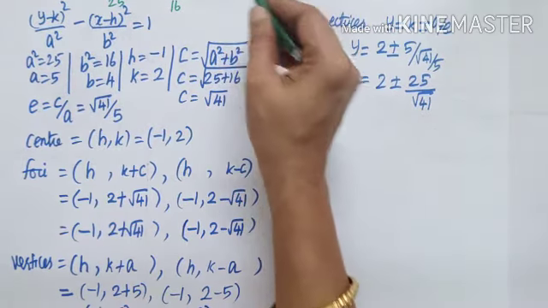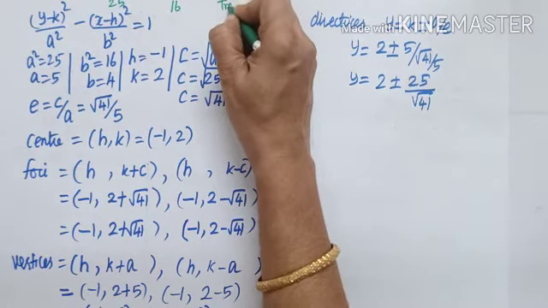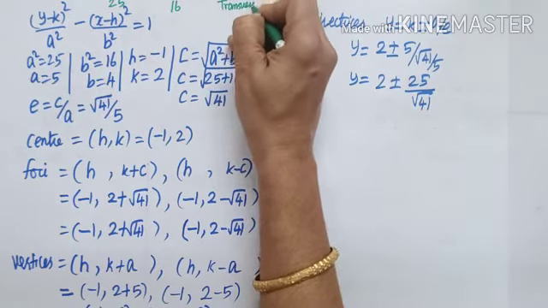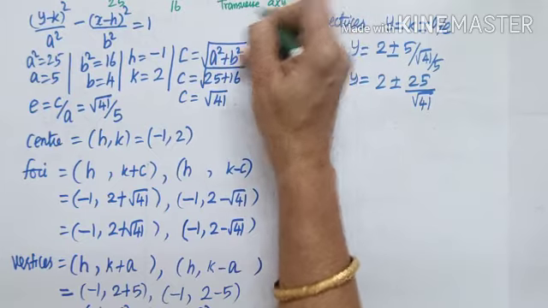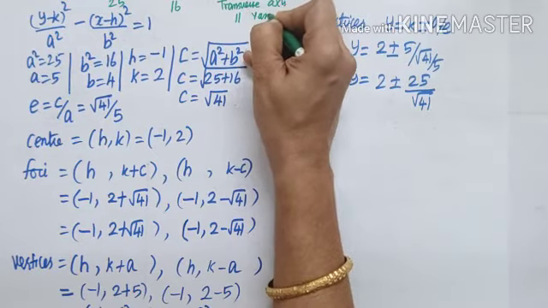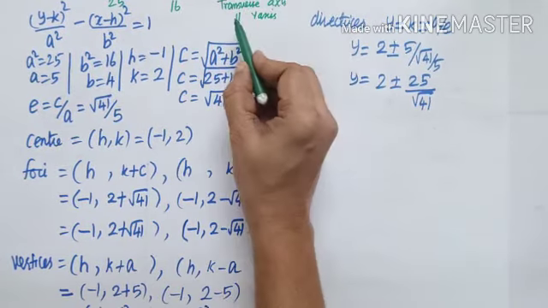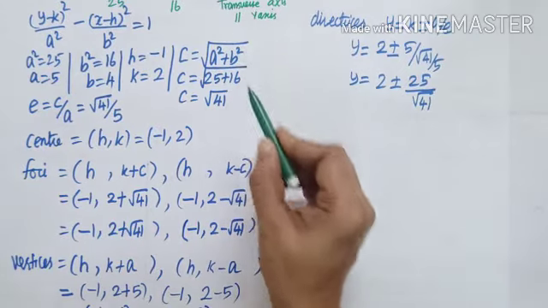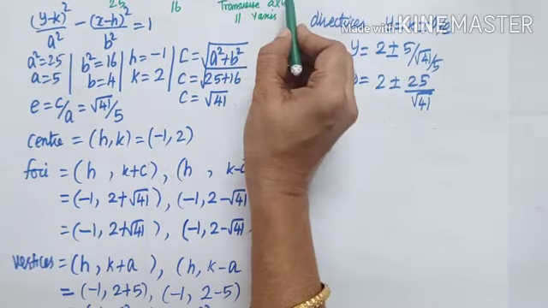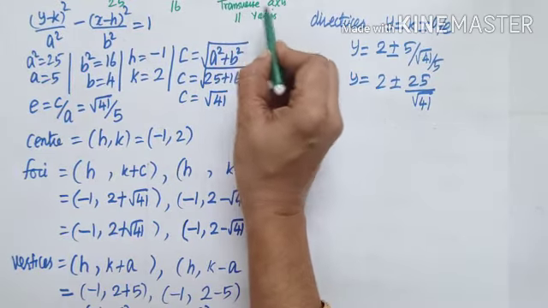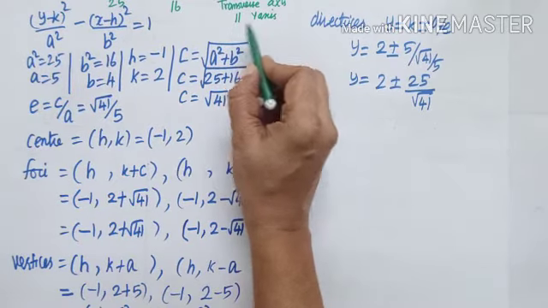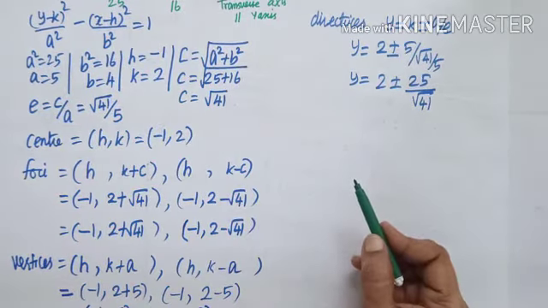Whenever it is second type, try to remember transverse axis parallel to Y axis. If it is first type, transverse parallel to X axis. If it is second type, remember to write transverse axis parallel to Y axis.